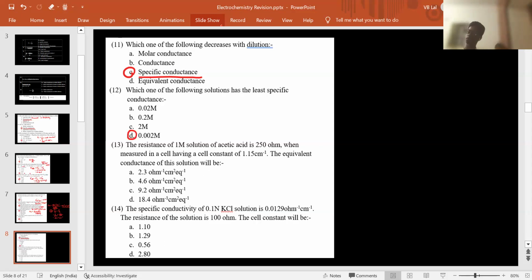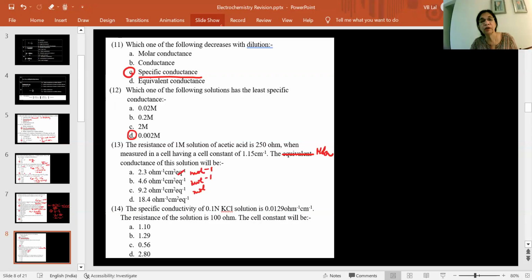Okay. 13th one: resistance of 1 molar solution of acetic acid is 250 ohm when measured in a cell having cell constant of 1.15 per centimeter. Equivalent conductance of the solution. This also I should correct, not equivalent, molar conductance of the solution. What is the molar conductance of the solution? Everywhere it will be mole minus 1. Tell me.